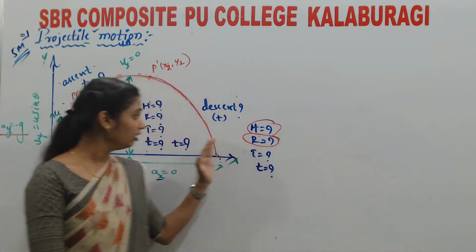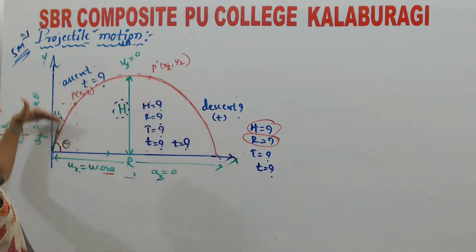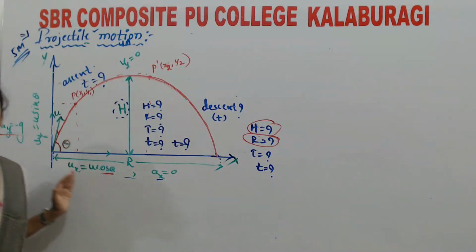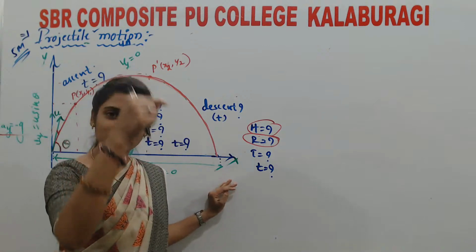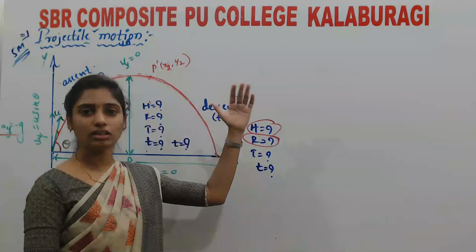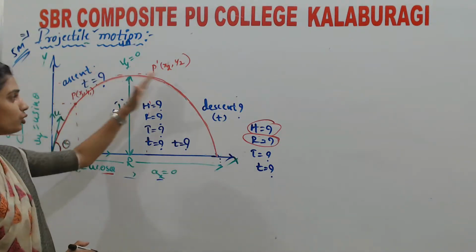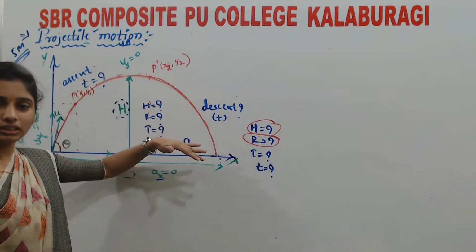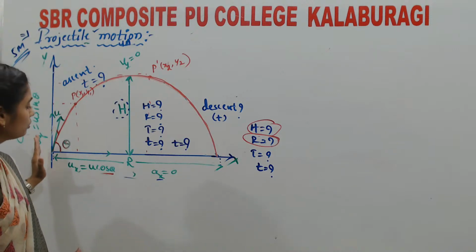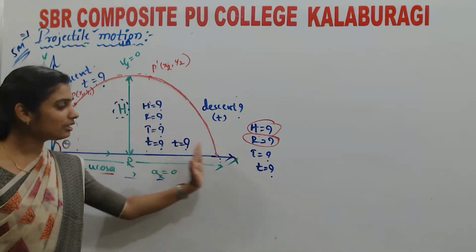So like that, the acceleration acting along the vertical direction, along the y-axis, is nothing but acceleration due to gravity. Why? Because it is known that the acceleration due to gravity always acts along the vertical direction. Okay. If you are taking acceleration upward as positive, downward it will be negative. So throughout its motion, the acceleration acting on the body vertically is minus g, downward. Okay.